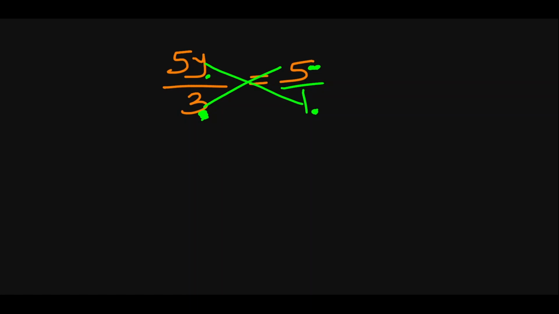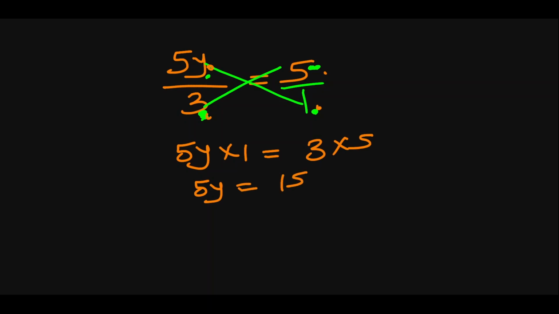So this will now give us 5y times 1, that is this times this, is equal to 3 times 5, that is this times this. So that now gives us 5y times 1 is 5y, 3 times 5 is 15. Then if we use the same thing we did before, divide both sides by 5, this now gives us y is equal to 3. You see, you get the same answer.